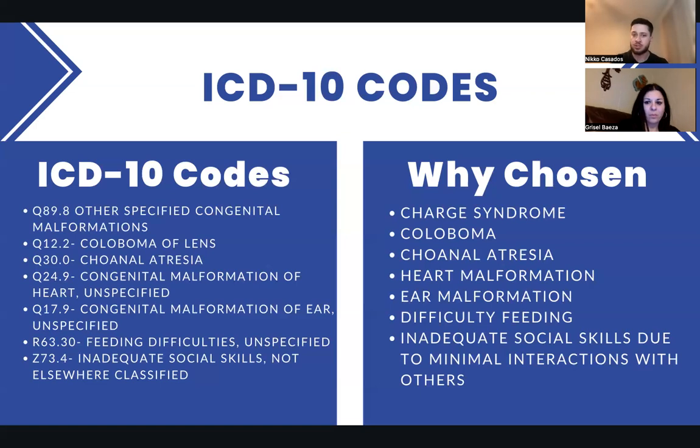So the reason that we chose these codes is because we believe that based on the case history Jude has a diagnosis of CHARGE syndrome. So with the little information we have, a history of coloboma, choanal atresia, heart malformations, ear malformations, difficulty feeding, and his social behaviors all kind of lead us to a diagnosis of CHARGE syndrome.